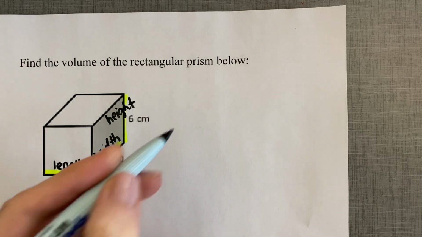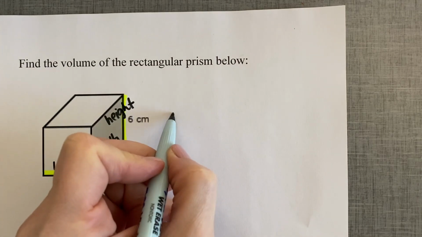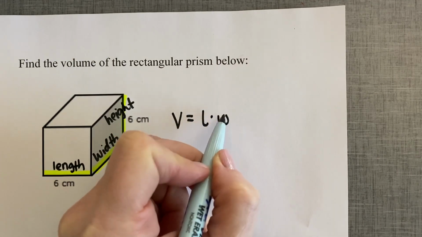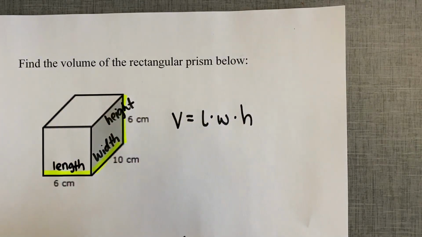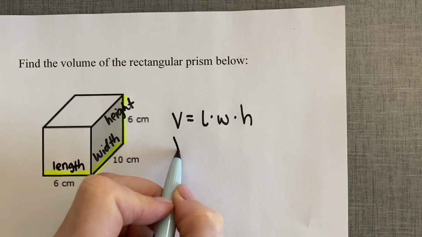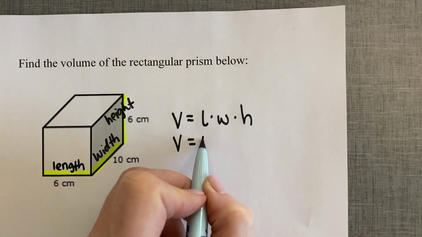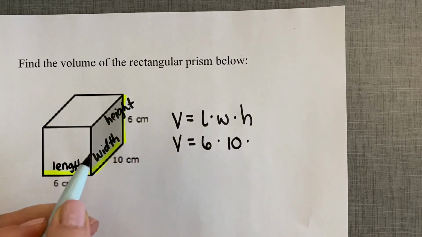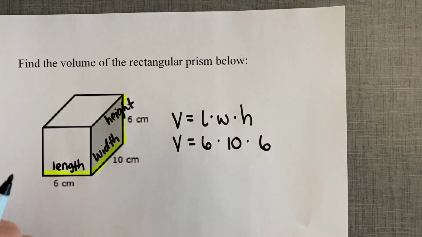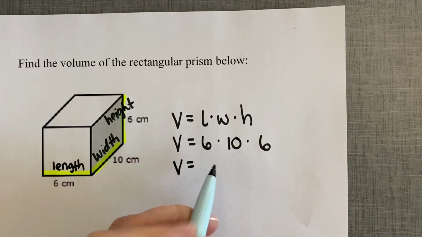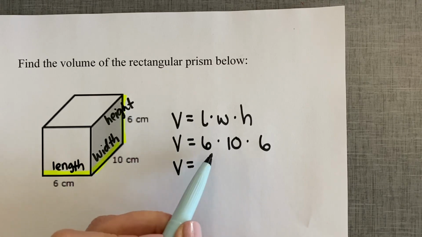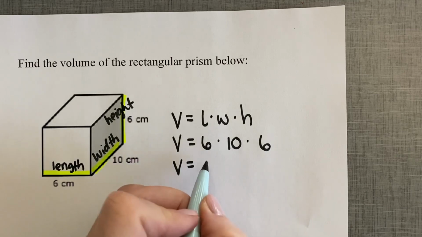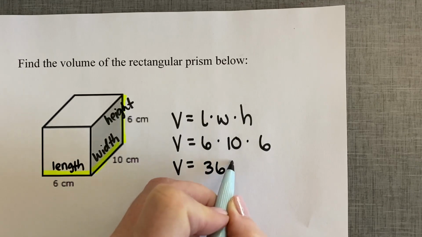So yesterday we learned why the volume of a rectangular prism is equal to length times width times height. And we can just plug our 3 numbers in. So volume equals length, 6, width, 10, and height, 6. And so we can put that in our calculator, or we can just do it in our head. 6 times 10 is going to be 60, and 60 times 6 is going to be 360.